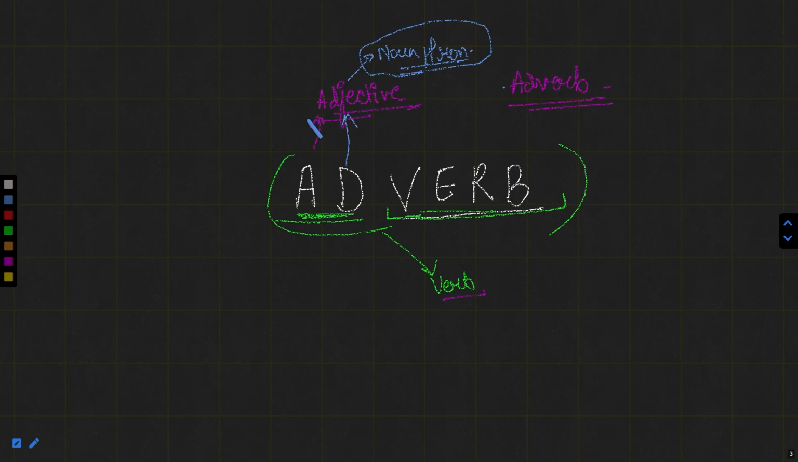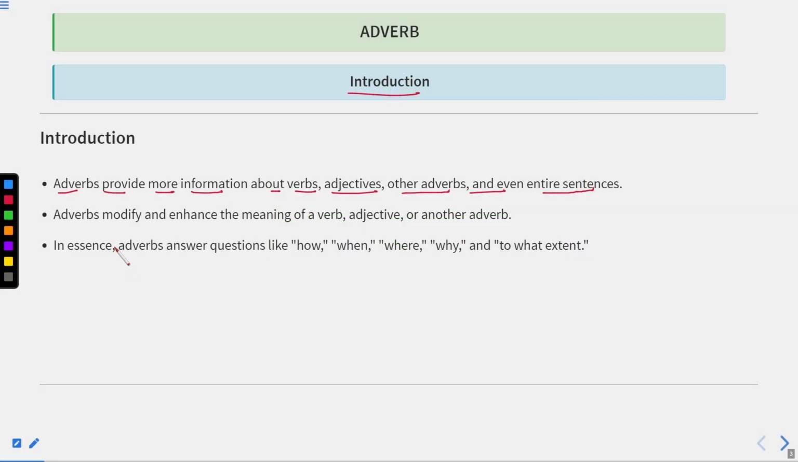So if I have some sentences, I can elaborate this, that yes, of course, adverb can qualify the verb, an adjective, and adverb. Well, how? We'll see some examples of it. Adverbs modify and enhance the meaning of a verb. Verb means any action that we do. Adjective tells us the quality of a noun or pronoun. For example, if I say beautiful girl, so beautiful is an adjective. If I say sleeping, running, walking, those all are verbs.